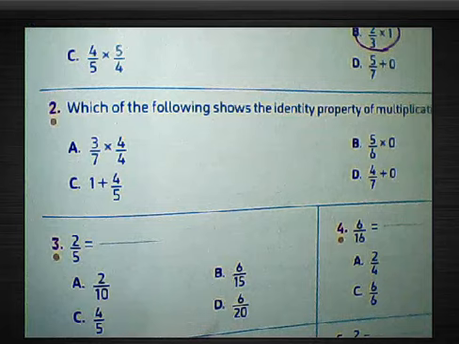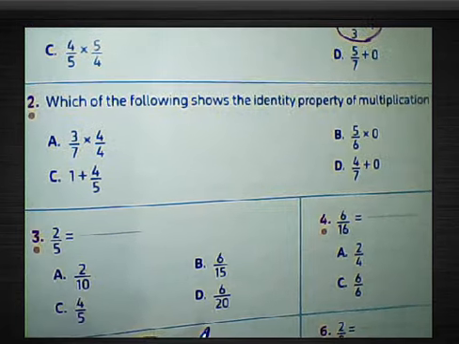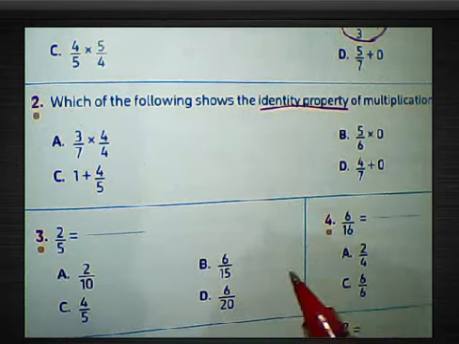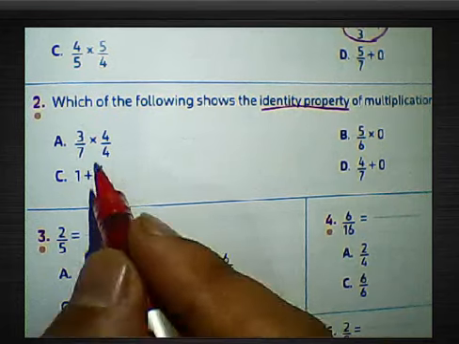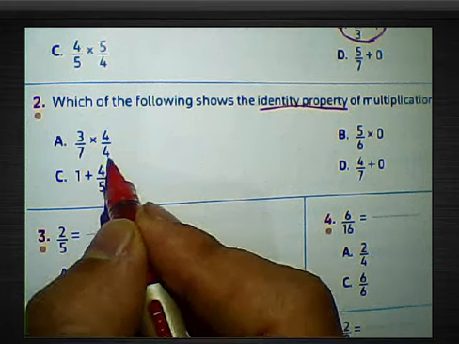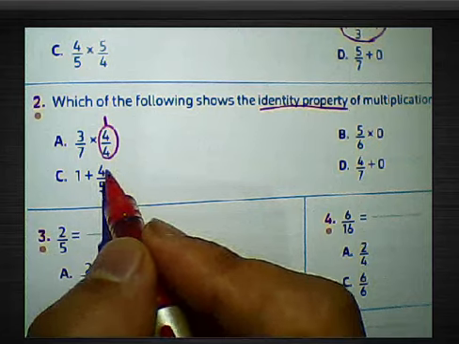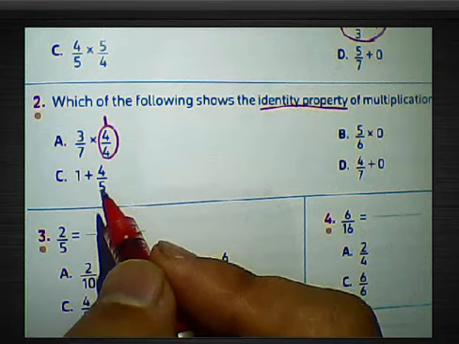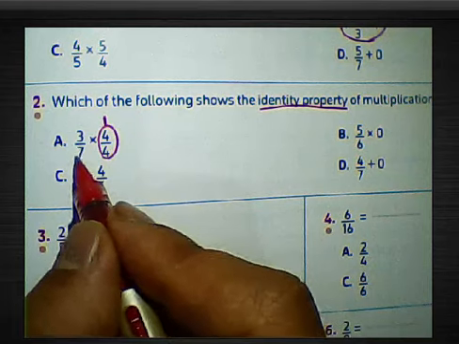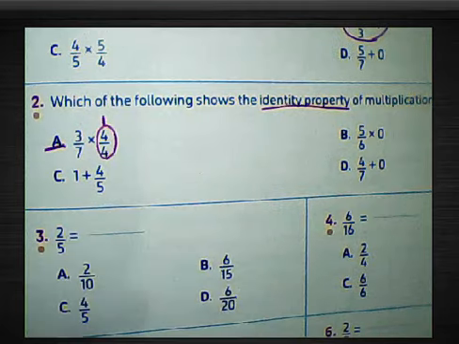Question number 2. Which of the following shows the identity property of multiplication? Identity property here, it will be what? 3 over 7 times 4 over 4, because 4 over 4 equals 1. 1 is the multiplicative identity. Okay, multiplicative identity 1. So the result will be 3 over 7 multiplied by 4 over 4. We must choose letter E.